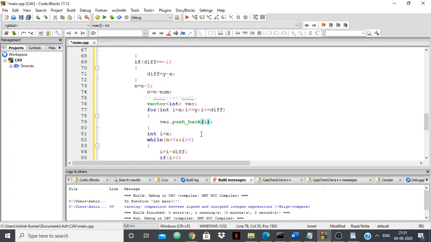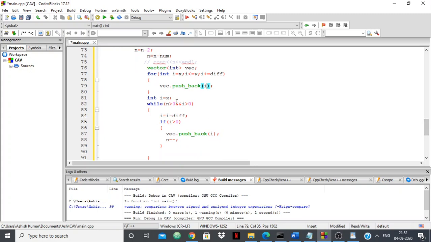Now, like I said, remaining elements I'll find from x to 0. So while n is greater than 0 and I is equal to x, so while I is greater than 0, I is equal to I minus diff. If it is greater than 0, I'm pushing that into my vector and n minus minus.